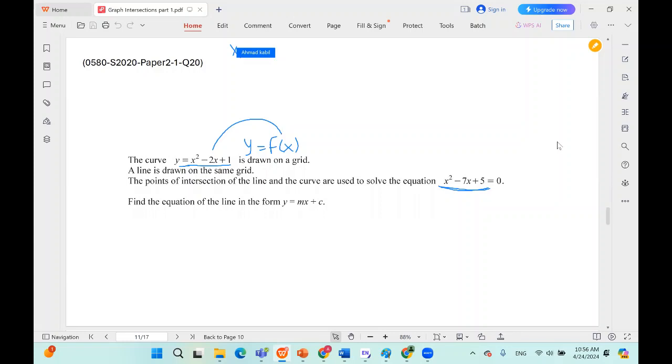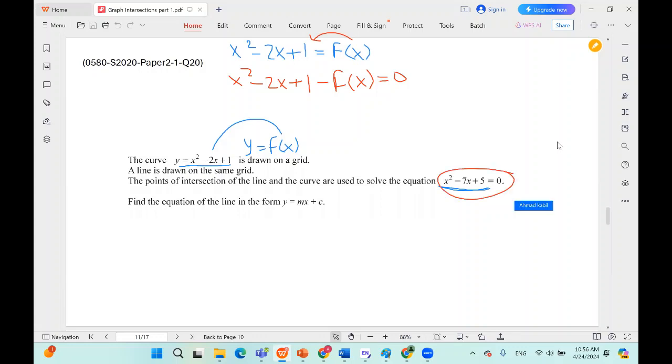We have x squared minus 2x plus 1 equals this unknown function or expression, f of x. We take it to the left-hand side. So x squared minus 2x plus 1 minus f of x equals 0. Now, they told us that the actual expression looks like this: x squared minus 7x plus 5 equals 0. So our expression should be the same as this expression here. So we can just equate the two expressions together.